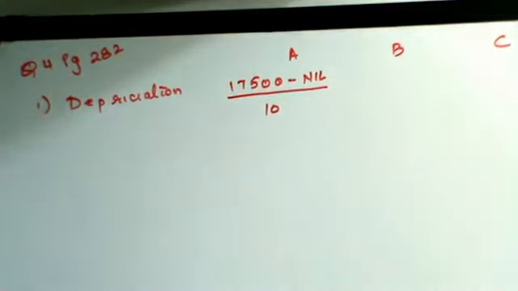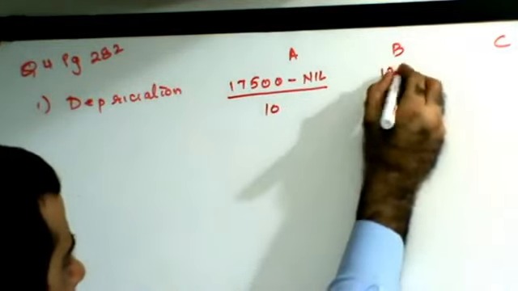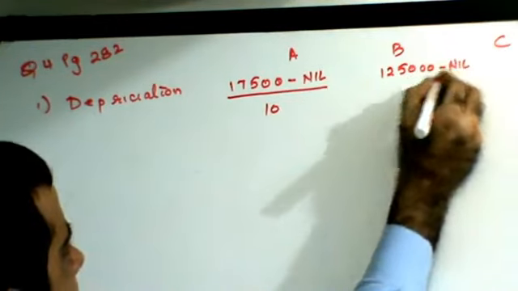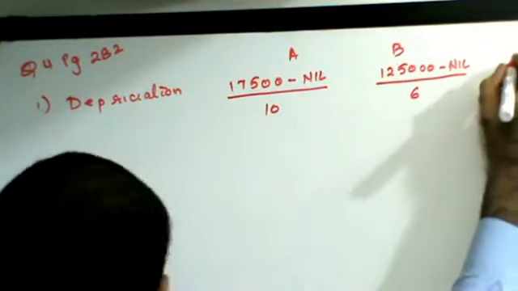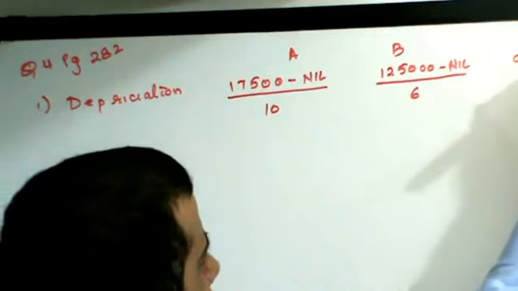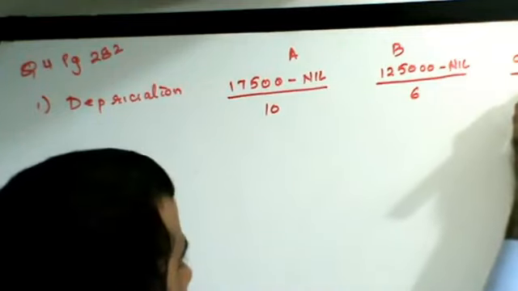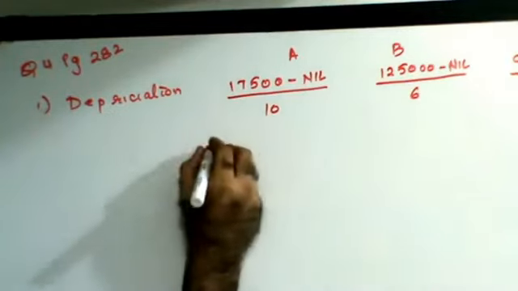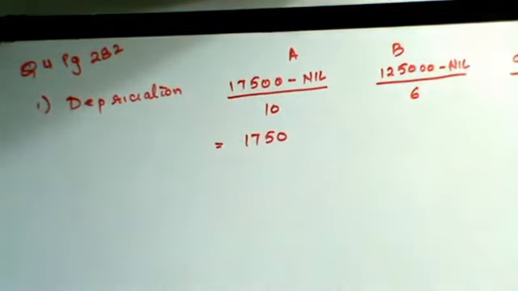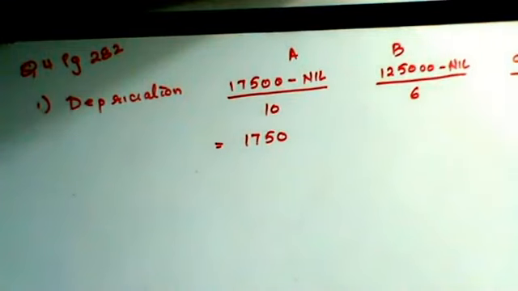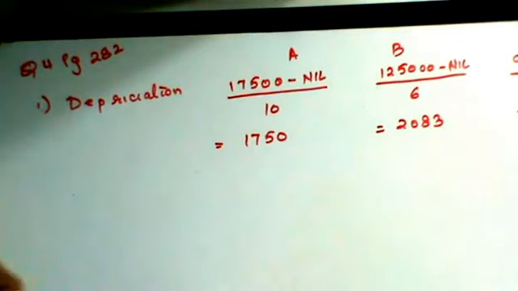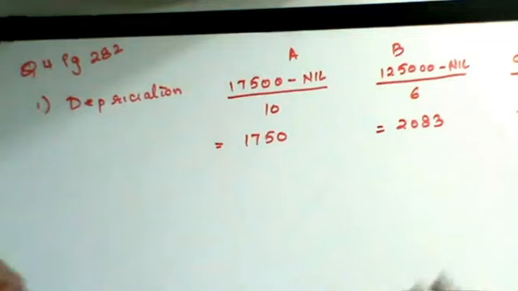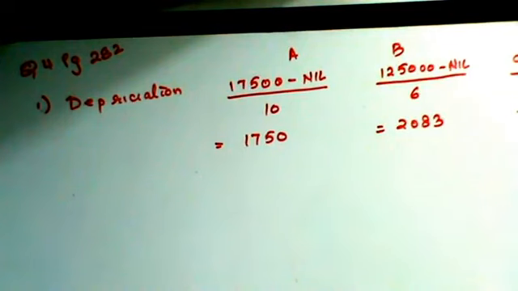by 10. For machinery B, the cost of the machinery is 12,500 minus nil upon life of the machinery, 6 years. For machinery C, the cost of the machinery is 9,000 minus nil upon estimated life, 5 years. So for machinery A, depreciation is 1750. For machinery B, the depreciation is 2083. And for machinery C, the depreciation is 1800. So the first thing that you do is to find out the depreciation of the assets.